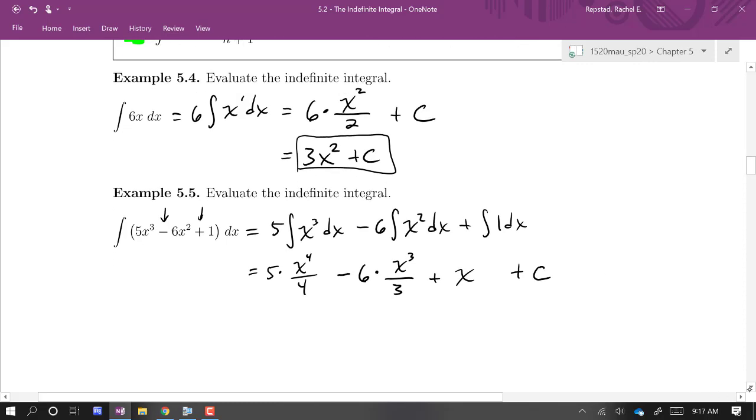Now, before I clean this up, I'm going to answer a question that is probably on some of your minds. How come I just added one constant at the end? I had these 3 different integrals. Don't I need to add a constant each time? And yeah, I could have added plus c1, plus c2, plus c3, but if I did that, I could just say, okay, I'm going to add these 3 constants together and say that that's one arbitrary constant c. So when you split up integrals, you really only have to worry about adding c once at the end. Now I'll clean this up. I get 5 quarters x to the 4th minus 2x cubed plus x plus c.